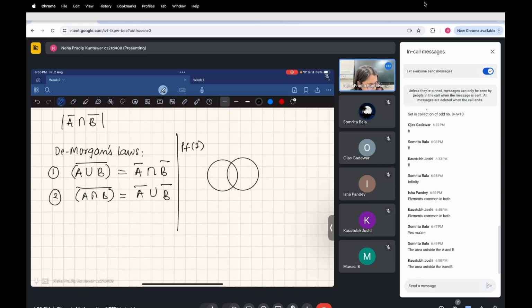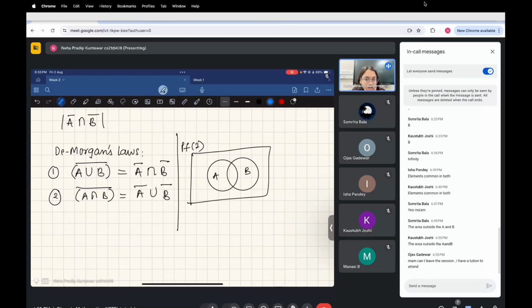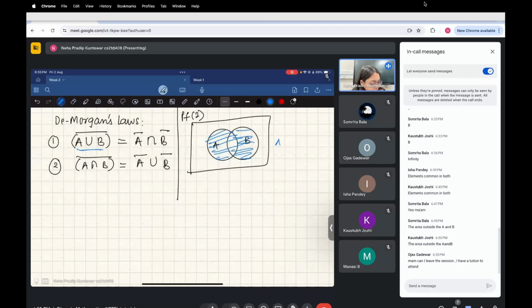So let's say this set is A, this is B. And what does A union B look like? A union B is the shaded area here. So what would the complement of A union B look like? The expression on the left is A union B complement. So this would look like the shaded area outside.